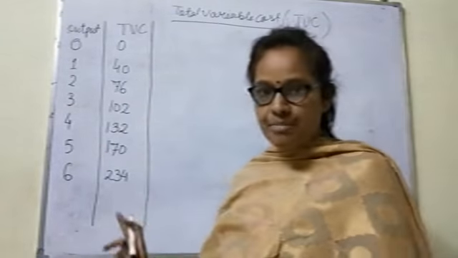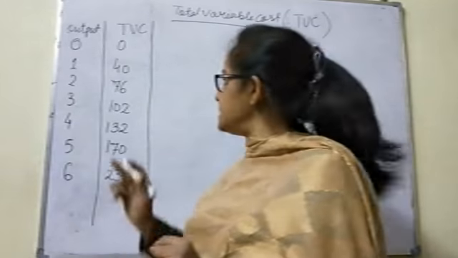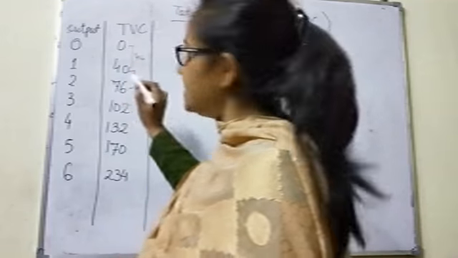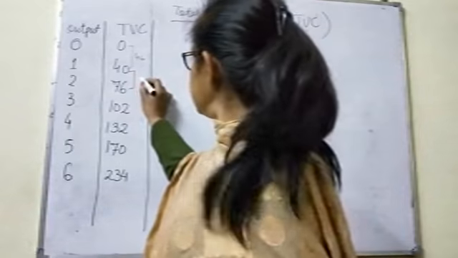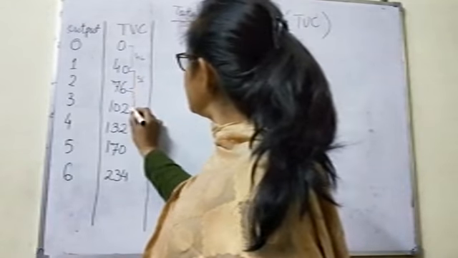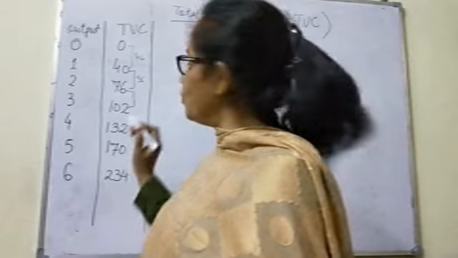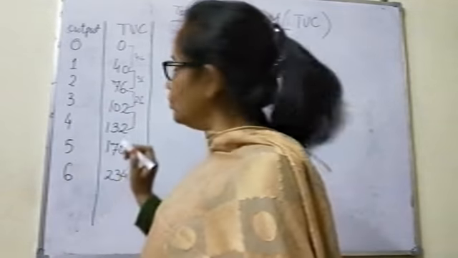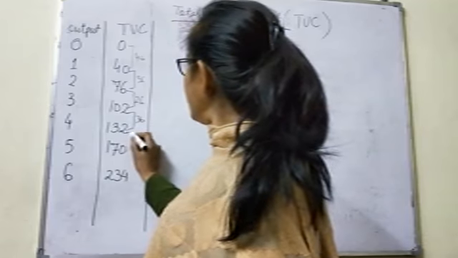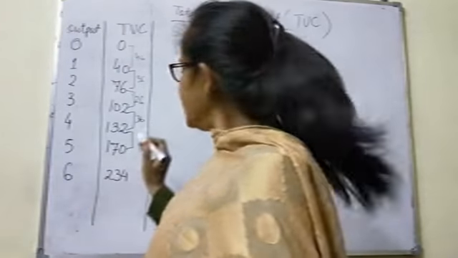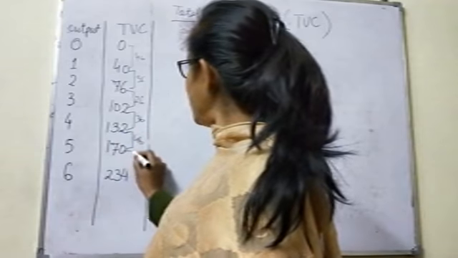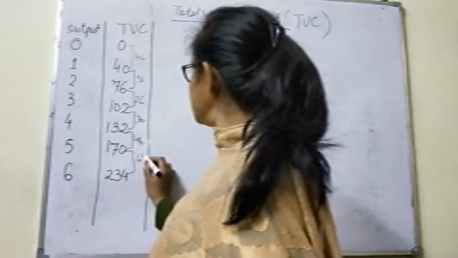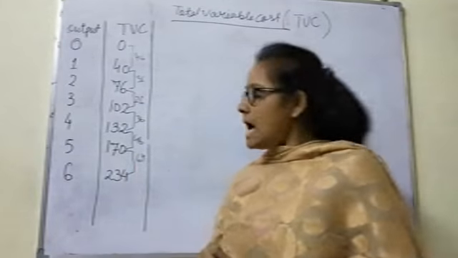Now if you see these numbers, what I told you about the behavior of TVC, now you see what is the gap here? 40 and 76. What is the gap? 36. From 76 to 102, what is the gap? 26. From 102 to 132, gap is 30. From 132 to 170, gap is 48. From 178 to 234, gap is 64. Now, what I told you, the same thing.